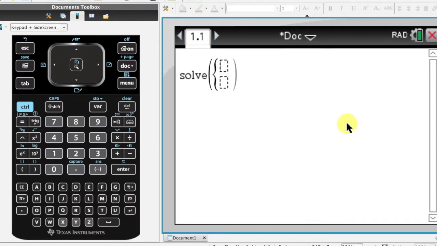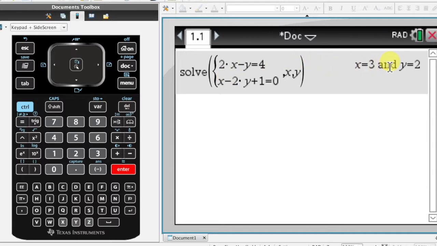So the first one is 2x minus y equaling 4. And the second equation is x minus 2y plus 1 equaling 0. And I'm solving for x and y. That produces 3, 2.